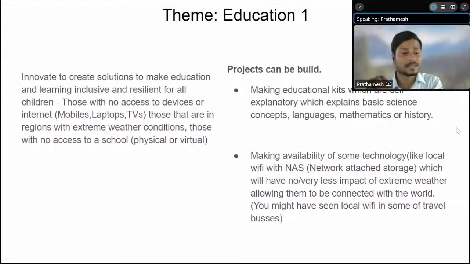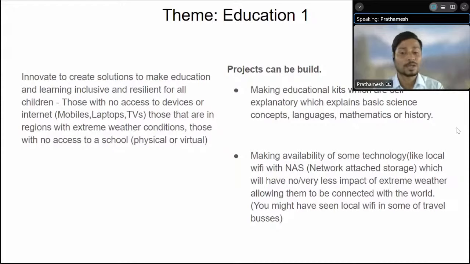Okay, but they can easily reach this local Wi-Fi because it can be made available very easily, with little or no impact from extreme weather conditions. If you have some technology that has less impact from weather conditions when transmitting the signals, then it might be a project for them.